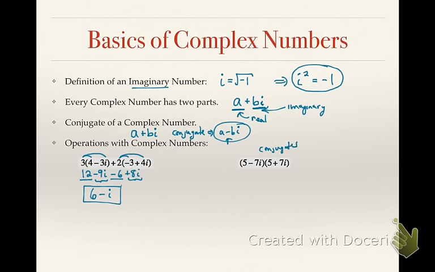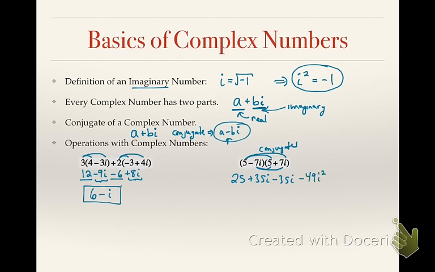If I were to multiply, I'm going to use the distribution property. So the 5 goes to the 5 to make a 25. The 5 goes to the 7i to make a 35i. Negative 7i to the 5 makes negative 35i. And the negative 7i to the positive 7i makes negative 49i squared.